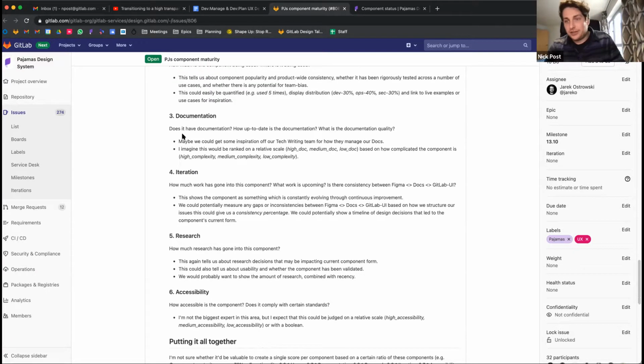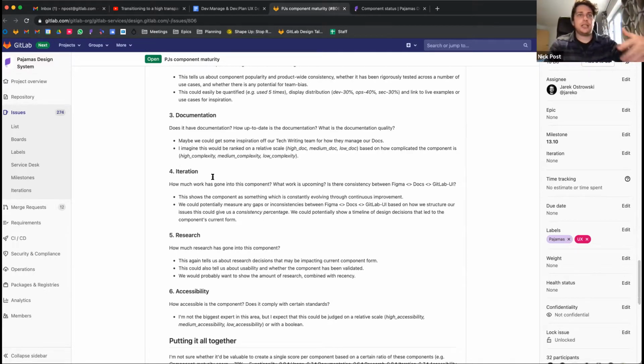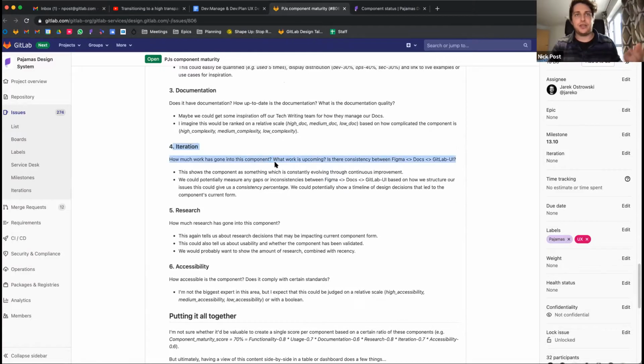Does it have documentation? How up to date is the documentation, and what's the quality of the documentation like? Iteration: how much work has gone into this component? How many iterations has it been through? Can we see a timeline of how iterations have been made, and maybe some of the design decisions that have gone into that?